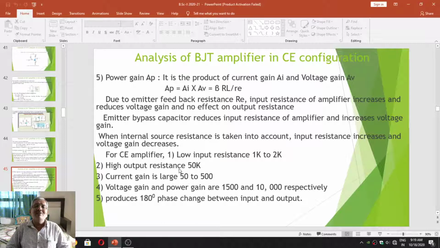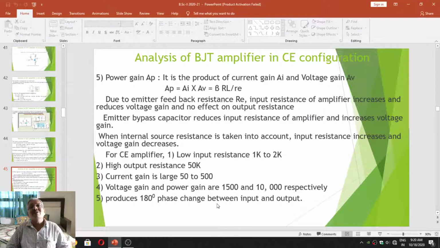Current gain is in between 50 to 500, that is beta. Voltage gain and power gain are 1500 and 10,000 respectively, as high as is possible. One more aspect of the common emitter amplifier is that it produces a 180-degree phase change between input and output. Whatever input signal we apply, after amplification the output signal we get is out of phase with it by 180 degrees. So these are the conclusions we draw after the analysis of BJT in common emitter configuration.